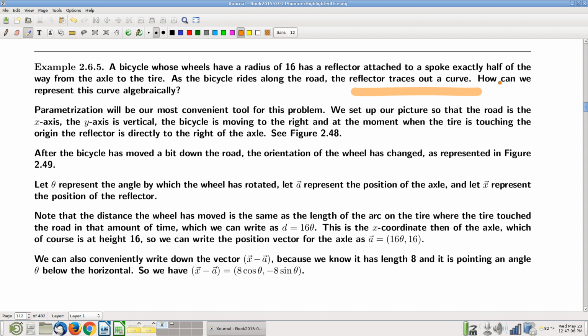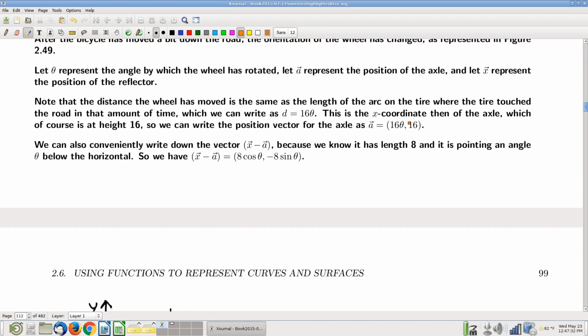How do we describe that algebraically? Is that curve traced out by the reflector the graph of something? Can I write down, oh yeah, that's the graph of some function of x? Can I write the equation for that curve? Turns out to be hard to do both of those things. But it turns out to be fairly straightforward to parameterize that curve. So I want to go through the details of that process.